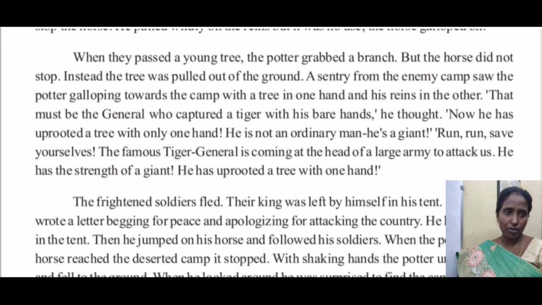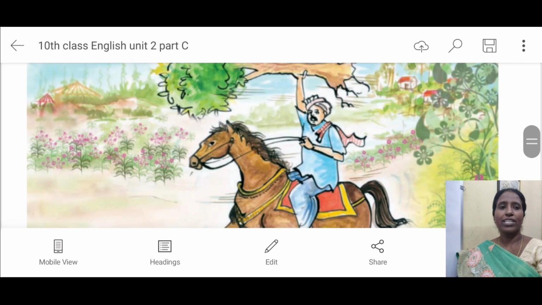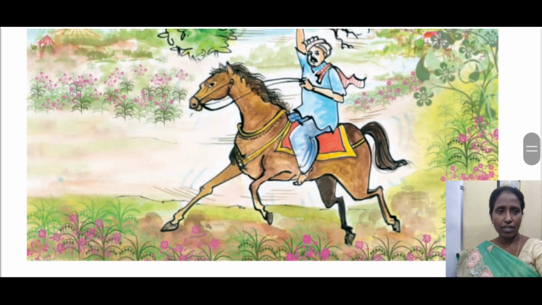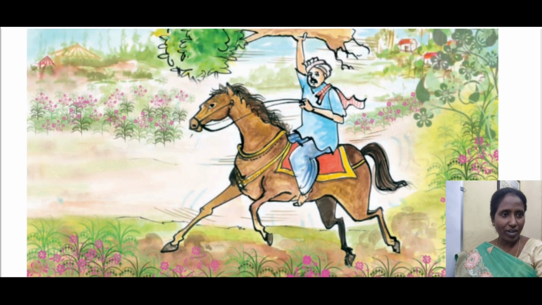Okay, it uprooted. A sentry from the enemy camp saw the potter galloping towards the camp with a tree in one hand and his reins in the other. You can see that in the picture here. You can see the potter with reins in one hand. Reins means the controlling rope for the horse. The reins in one hand, the tree in the other. This is what the sentry from the enemy camp saw.